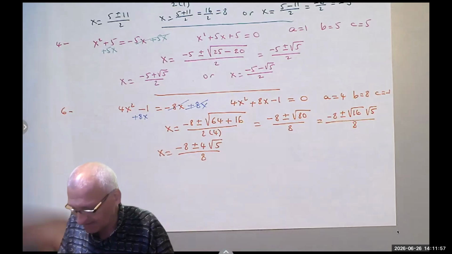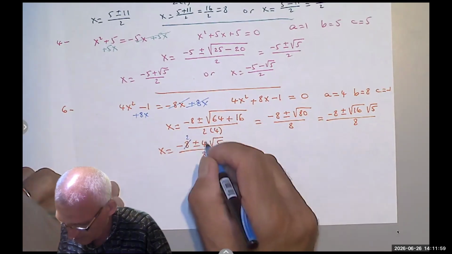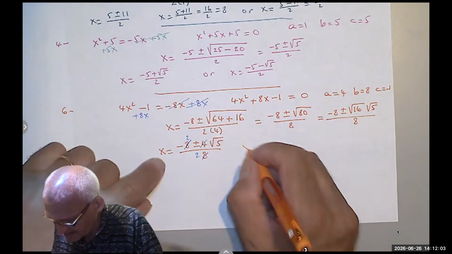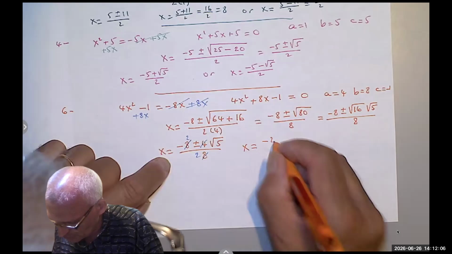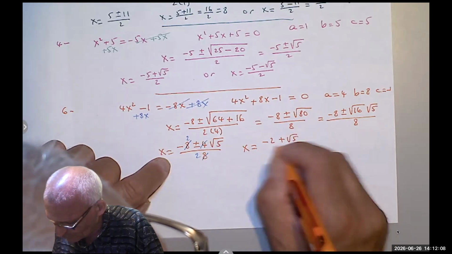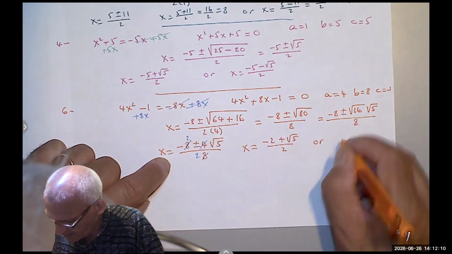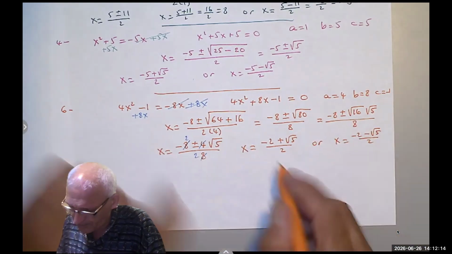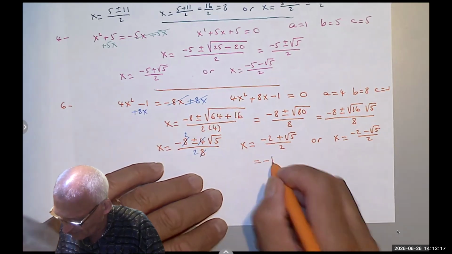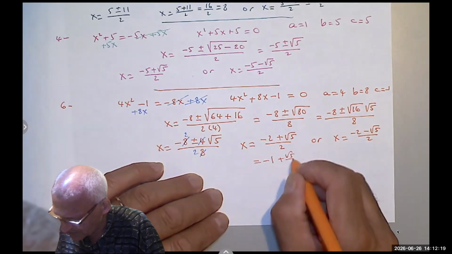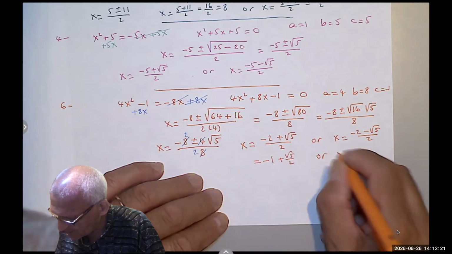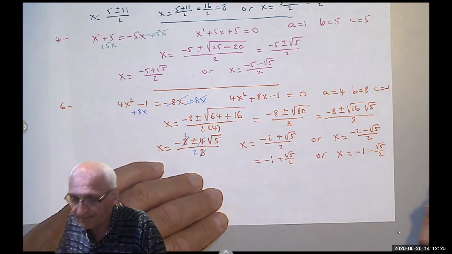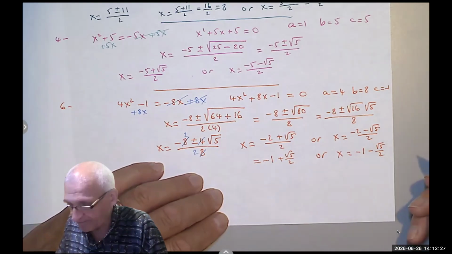Top and bottom can be simplified by 4. So finally, x equals -2 plus square root of 5 over 2, or x equals -2 minus square root of 5 over 2. Some people would say, can I write it as -1 plus root 5 over 2? Absolutely. Or x equals -1 minus root 5 over 2. Yeah, of course you can. Okay.